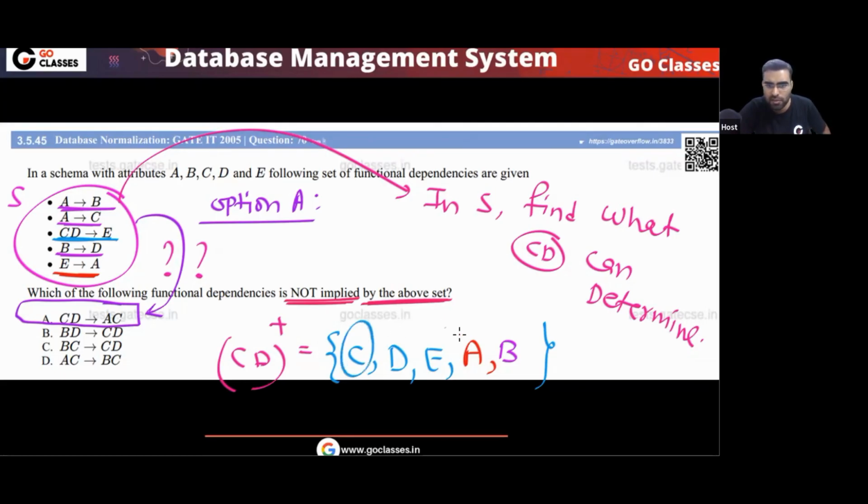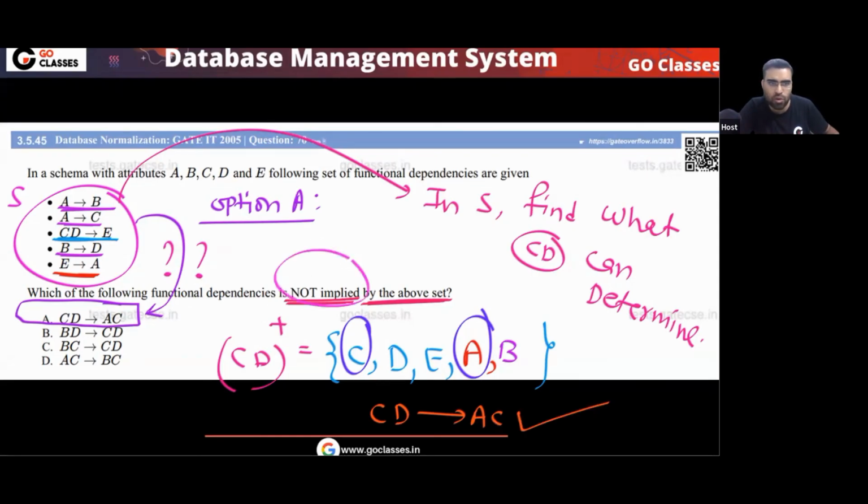That's it. See, look at this. CD is determining AC, right? Here you can easily see that the CD closure contains AC. What does it mean? It means CD determines AC. So I can say this can be inferred. Yes or no? Option A can be inferred.